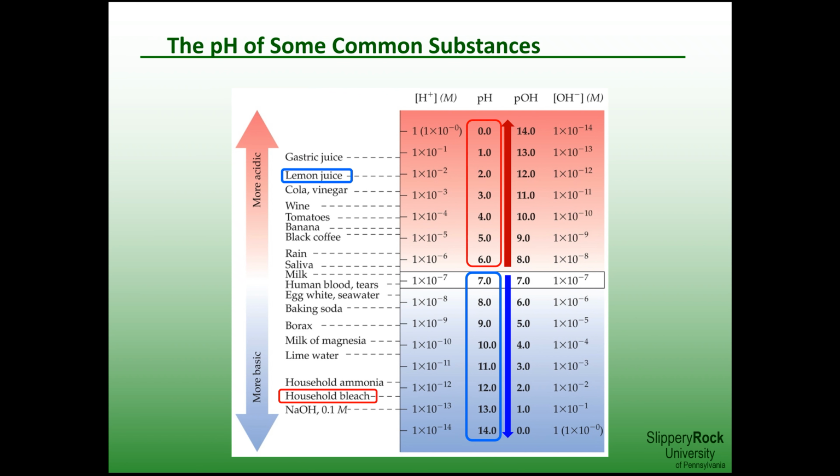Understanding where substances fall on the pH scale allows us to predict their properties, their reactivity, and their effects in both chemical systems and everyday life.